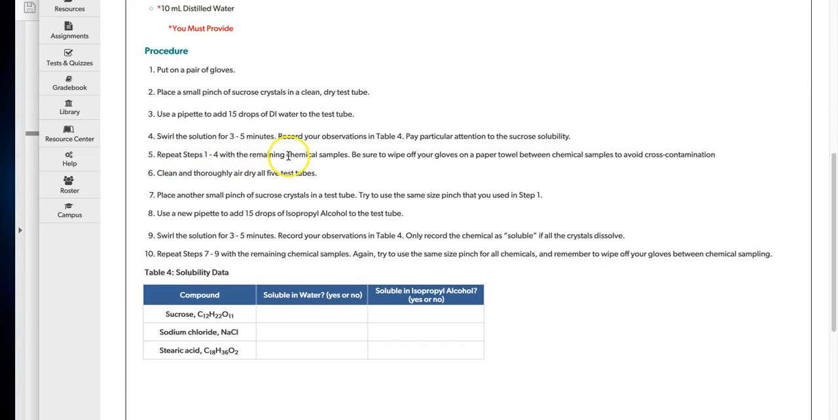Then you're going to do it again with sodium chloride and with stearic acid. Keep those test tubes, because remember, you need to take 1 picture that shows all 3 test tubes separately. So just set the test tube aside and then go to the next one.